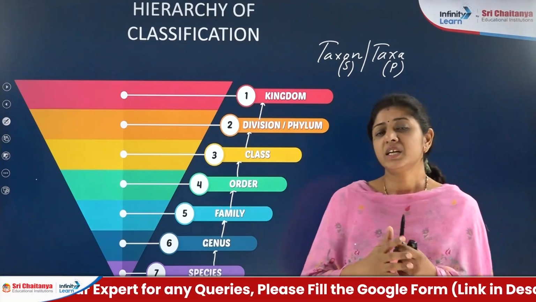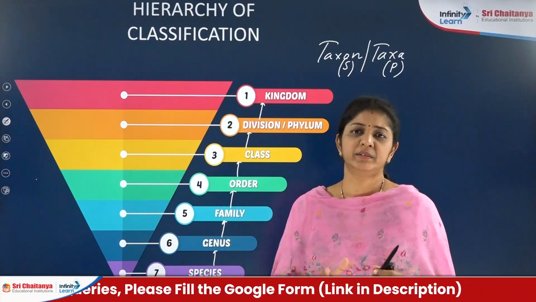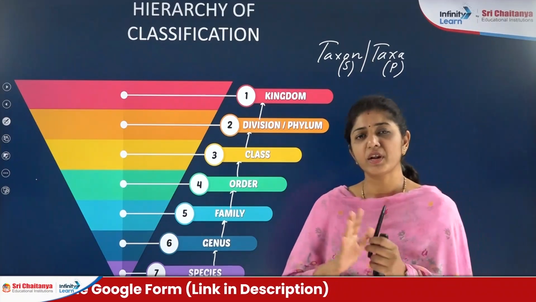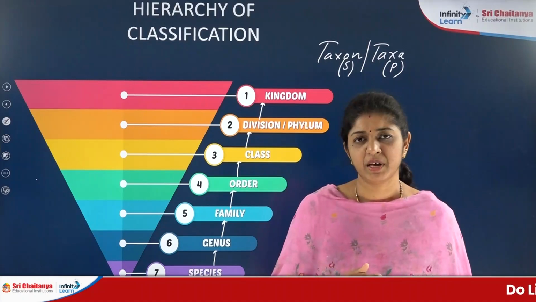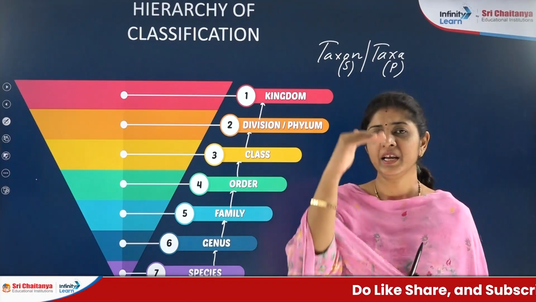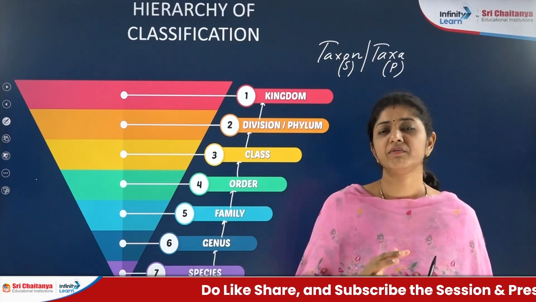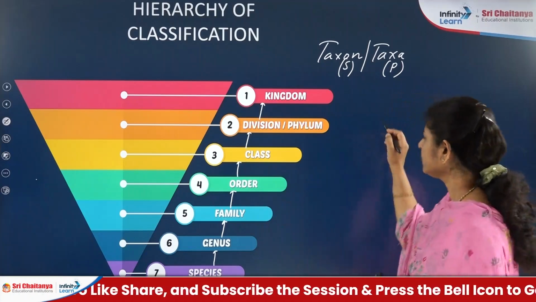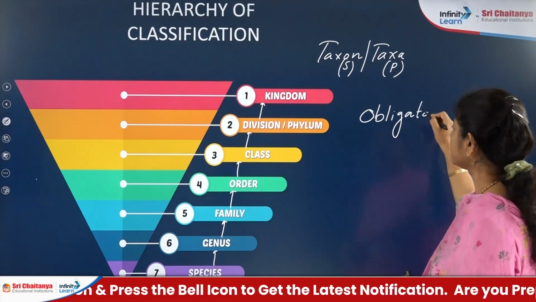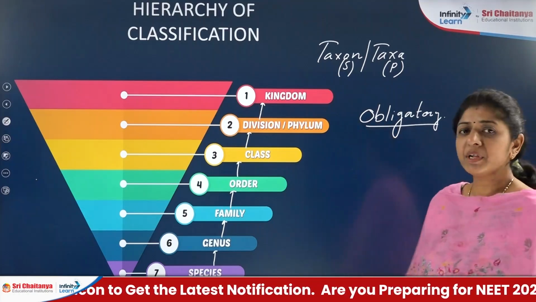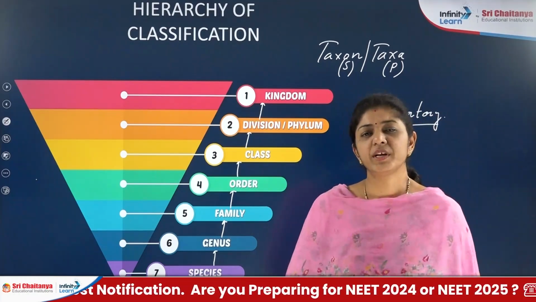So to make the study easier for all the animals or the plants or any organism, we have to classify them. And the obligatory levels of classification will be 7. I use the word obligatory here. Obligatory means compulsory. Compulsory, how many such levels do we require?